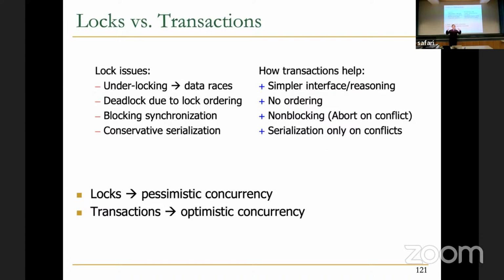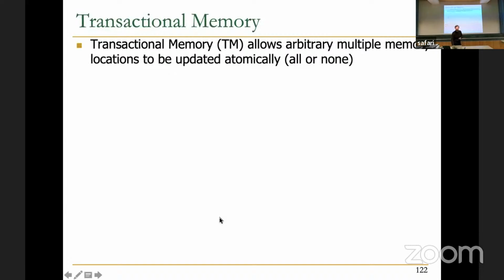You execute both pieces of the program. At the end, you check. And if somebody got the wrong data, you roll it back and re-execute. Maybe everybody re-executes if everybody got the wrong data. Right? So essentially, locks are pessimistic concurrency. Transactions are an example of optimistic concurrency. Okay, I think I already said this.